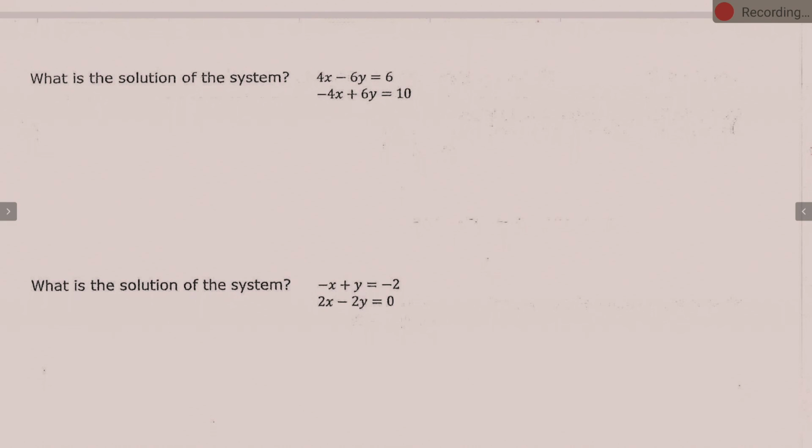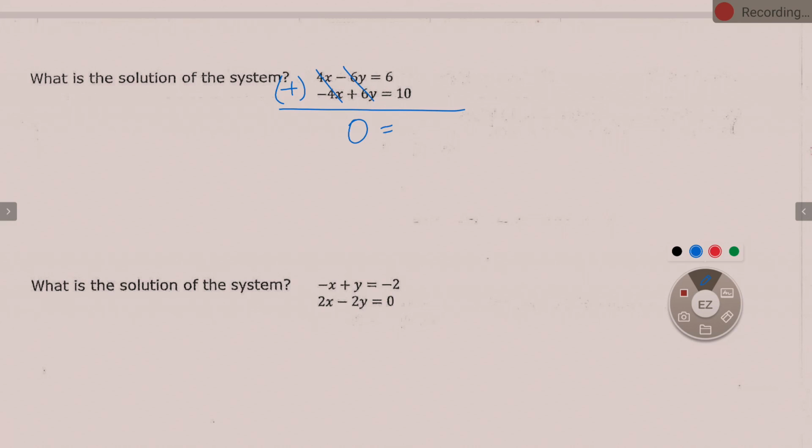So, do you want to eliminate X or Y? Just add up. Okay? If you're eliminating X, it's a positive 4X and a negative 4X. Opposite sign, so we're going to add. What is 4X plus negative 4X? 0. They cancel. What is negative 6Y plus 6Y? 0. What remains on the left side? 0. We need to practice left versus right. On the right, okay, 6 plus 10, 16.